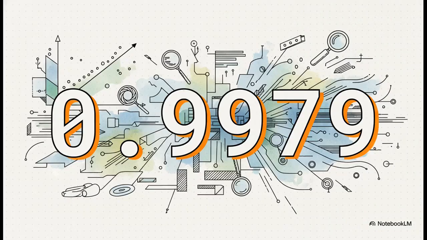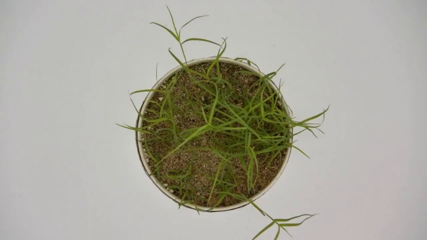And this number right here, this is the proof. It's called the R-squared value. And it basically measures how well the data fits that line. A perfect score is 1.0. Our result? 0.9979. I mean, in the real world, that is astonishingly close to perfect. The method is validated. It works.